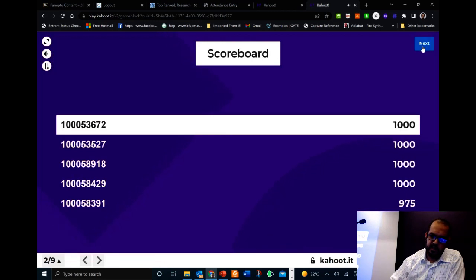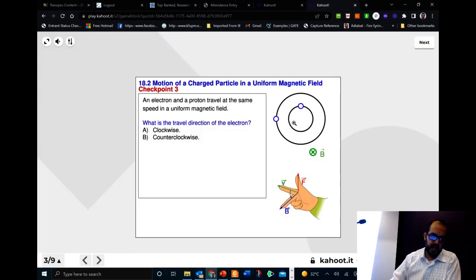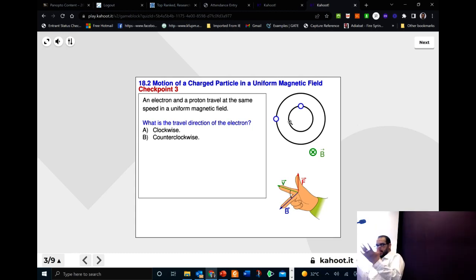Okay, so here, this is the result. We have many who are correct. Okay, what is the travel direction of the electron? So we have determined the smaller circle is that of the electron. How does it travel? Clockwise or counterclockwise? Think, pair, and compare.